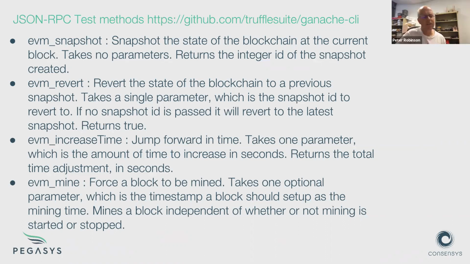So Sally, if I've got some Truffle test code, which is that JavaScript code, would I be able to just do that call, or how would I actually say evm_snapshot? Or is it some, because you're saying Ganache command line interface, do you have to coordinate your CLI with the test code, or how does it work?